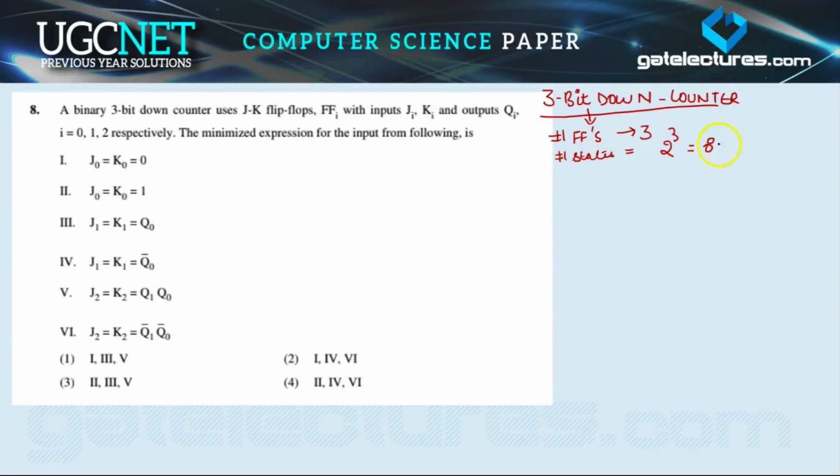So if 8 are the states, then the maximum count will be 0 to 7. So the number of states is 2 raised to power 3, and 2 raised to power 3 minus 1 is 7. There are 3 flip-flops, or you can say it is a 3-bit down counter. Or you can say if the number of states is 8, then the maximum count would be 0 to 7. Right, so these are the things which we are going to derive with this information.